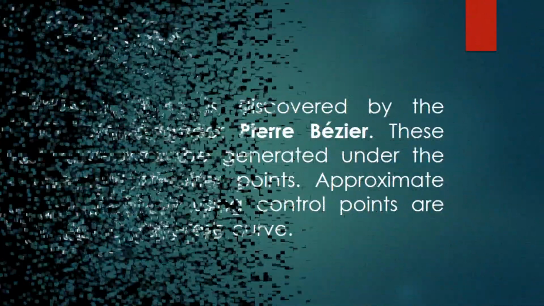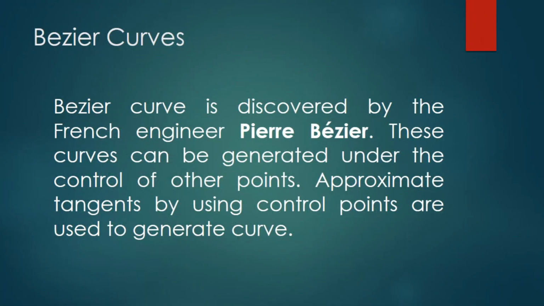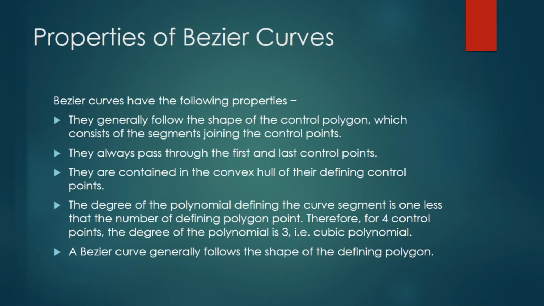Bezier curves. Bezier curves were discovered by the French engineer Pierre Bezier. Bezier curves can be generated under the control of other points. Approximate tangents, by using control points, are used to generate the curve. Properties of Bezier curves. Bezier curves have the following properties. First, they generally follow the shape of the control polygon, which consists of the segments joining the control points.